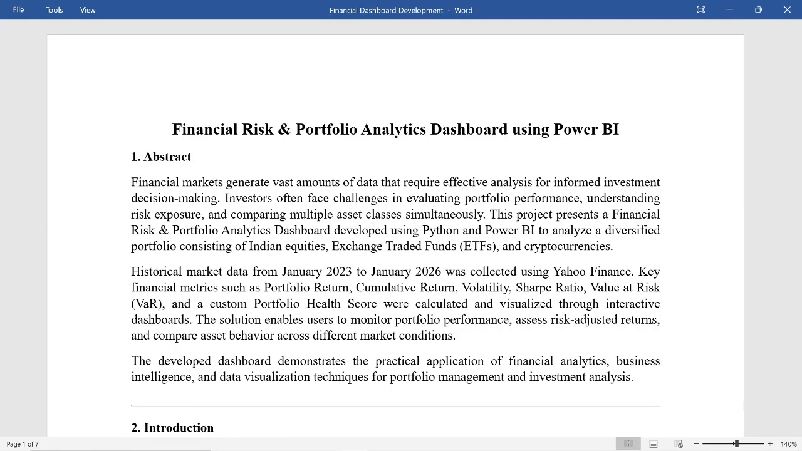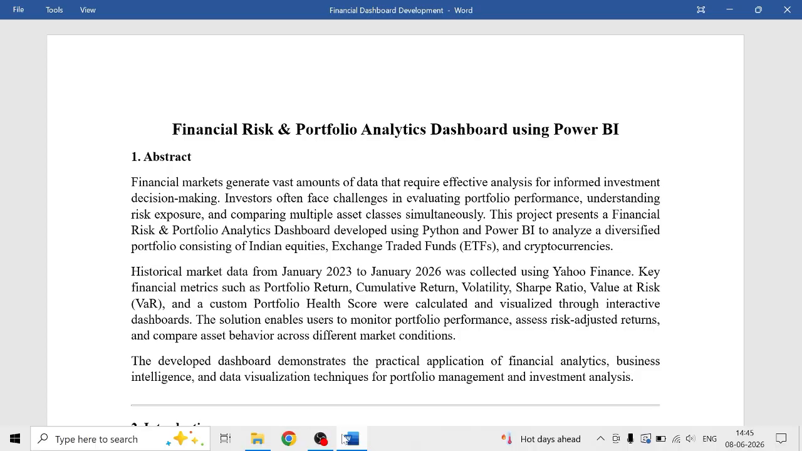Today my topic is financial risk and portfolio analytics dashboard using Power BI. This is the fourth project in the series of Fintech analytics projects, and this one would be purely a Power BI project. There will be no coding, nothing. But yes, I have used Python in Google Colab because I have used 10 different assets from the Indian stock market only, and to gather the data I have used Yahoo Finance and Python.